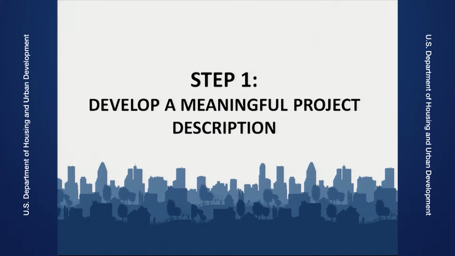So step one is to develop a meaningful project description. A good project description is really crucial. You can't determine the impacts of your project unless you've defined the parameters of that project and what's involved in it. And no one else, whether it's your supervisor, your field environmental officer, the public, or the court, is going to be able to understand your environmental review unless they have a good understanding of what's physically happening.